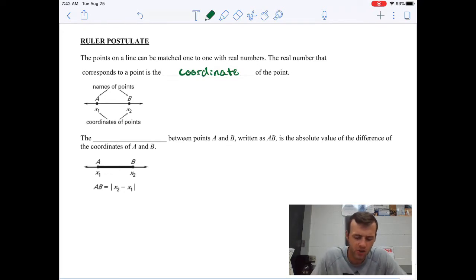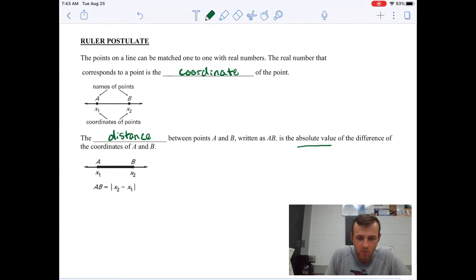And also what the ruler postulate says, go down here: the distance between points A and B, written as AB, is the absolute value of the difference of the coordinates A and B. So a lot to unpack, and weirdly important. I say weirdly because it's just one sentence, but my goodness, it actually ends up being important for us. First of all, the distance between points A and B, written as AB, is the absolute value, and that's an important one too, of the difference of coordinates A and B. So let me just give you an example of what they're talking about.